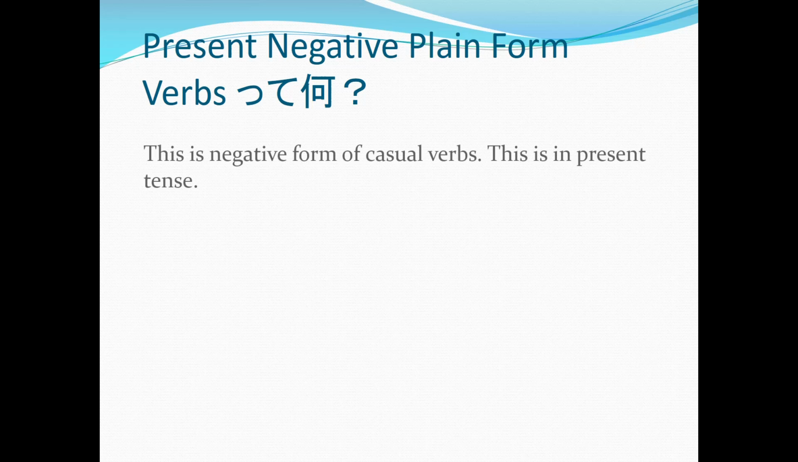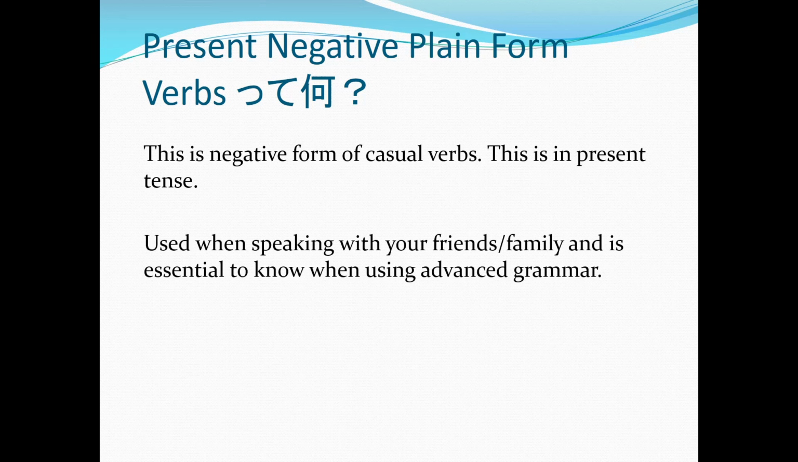So, なんでしょう? This is the negative form of casual verbs. They are in the present tense, used when speaking with your friends and family, and is essential to know when you are using advanced grammar because these are like the scaffolding. You need to have these really understood well before you can move on.